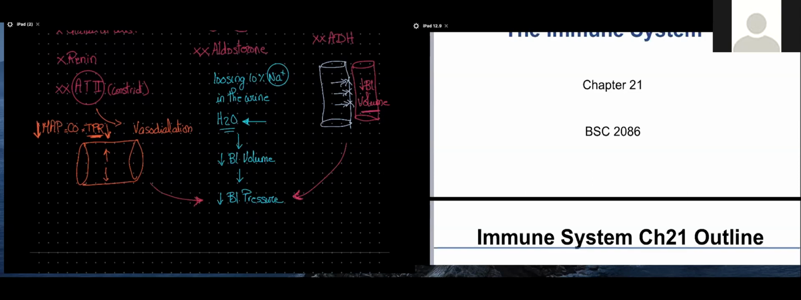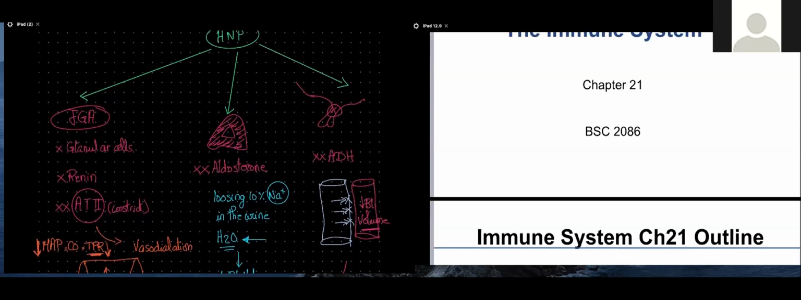So again, atrial natriuretic peptide acts by three different means to reduce the blood pressure. First one is by inhibiting the juxtaglomerular apparatus from releasing renin.